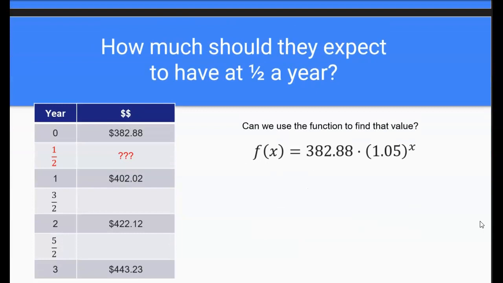But how would we know how much they can expect at half a year? How can we find how much interest they would make half a year from now, or half a year from the beginning of this year? What is the value here at half a year? Well, just like with 5 years in the future and -5 years, 5 years in the past, we can just take this x value and put it in for x. So f of 1/2 is going to be 382.88 times 1.05 to a half.